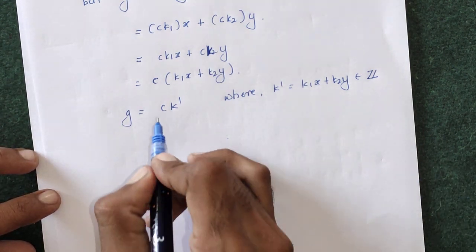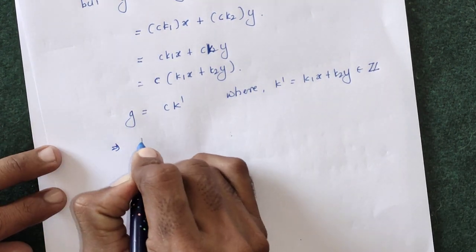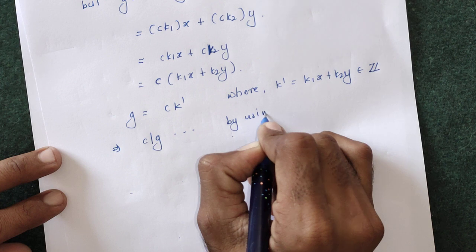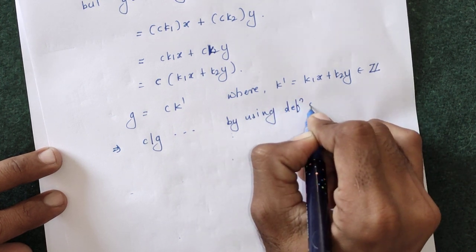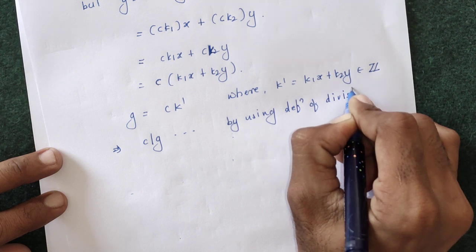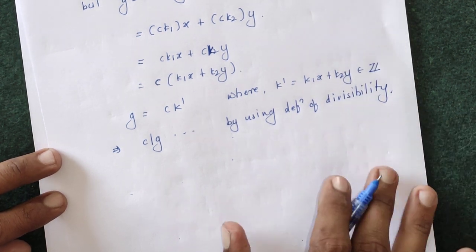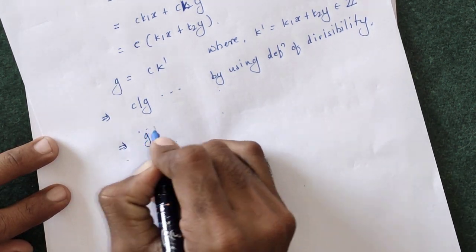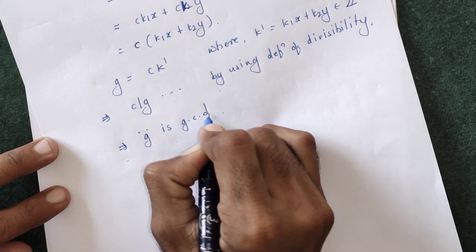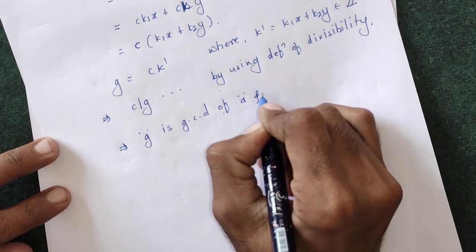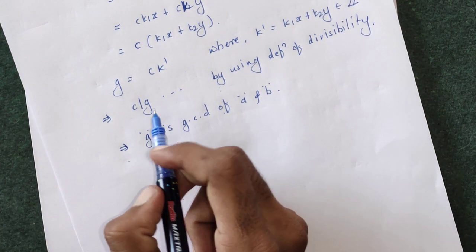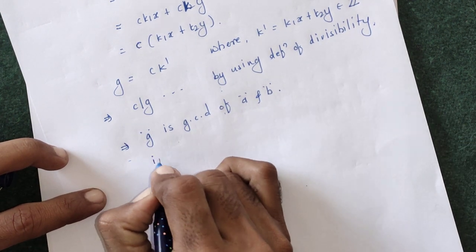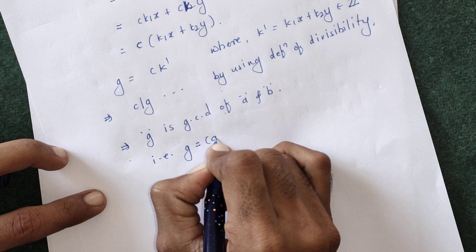This implies C divides G by definition of divisibility. This implies G is the GCD of A and B, since G is a common divisor and G is greatest among all the common divisors, that is G is the GCD of A and B.